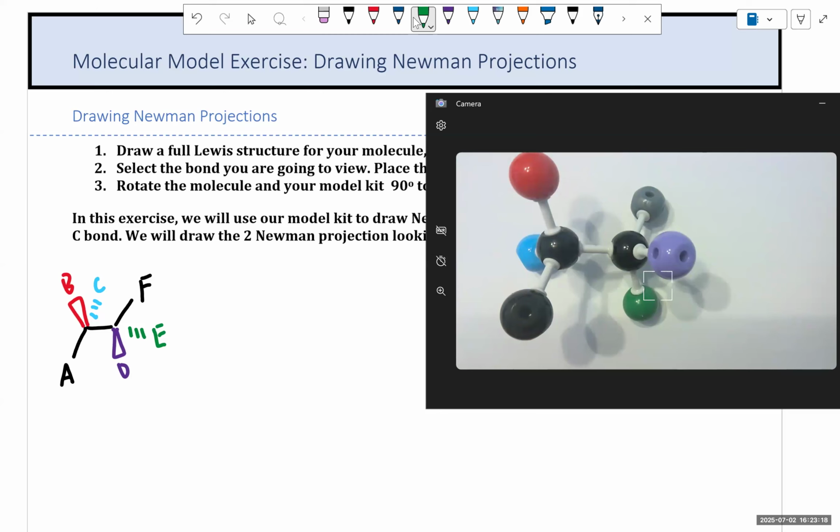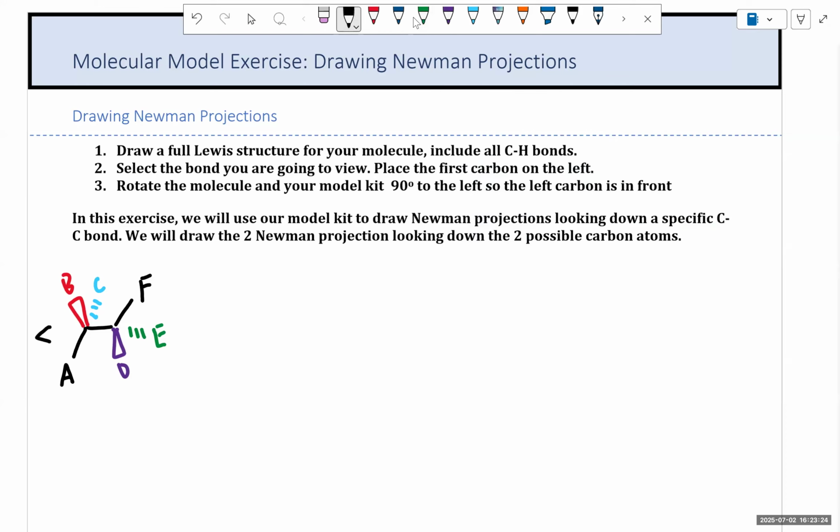Now what we're going to do is look down a carbon-carbon bond. So in this case, we have two choices. We can look down a carbon that I'm going to arbitrarily label as carbon 1. As an alternative, we can look down, let's use a different color for that, the alternative carbon that I'll label as carbon 2. So there are two possible Newman projections we can draw, looking at the molecule from the left and looking at the molecule from the right.